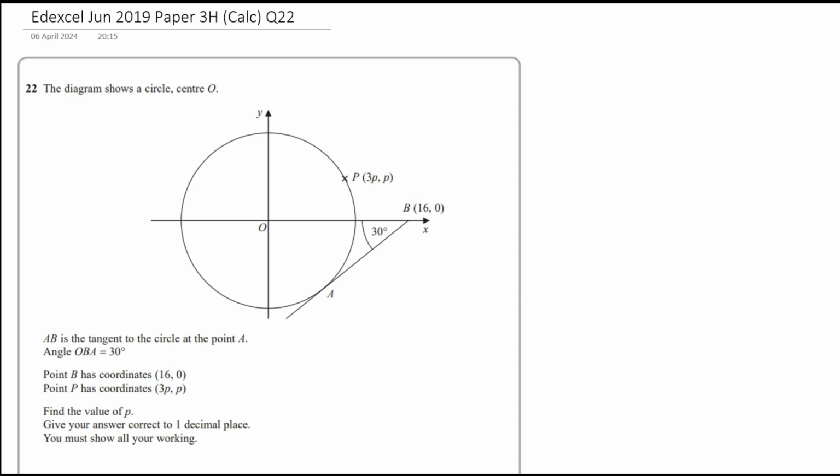Point B has coordinates 16, 0. Point P has coordinates 3p, p. Find the value of p. Give your answer correct to one decimal place. You must show all your working.